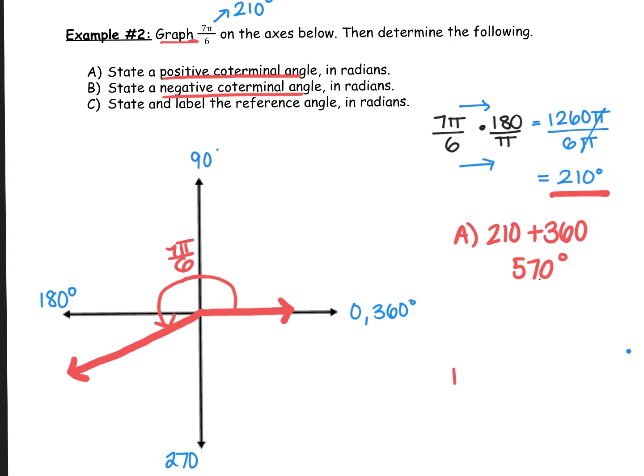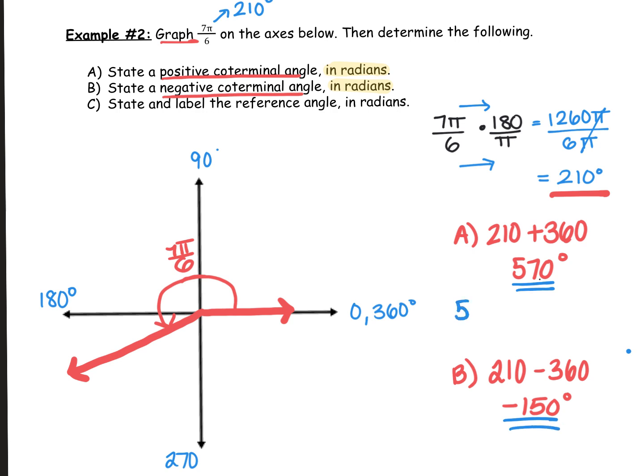And then I'm going to leave us some space. And then it says state a negative coterminal angle. So in order to start with 210 and get negative, we should subtract 360. Now you could subtract more than once, I'm just choosing to do one time. So this would be negative 150 degrees. But notice the directions are saying specifically to state a positive coterminal angle in radians. So your next mission is to change the 570 and the 150 back into radians.